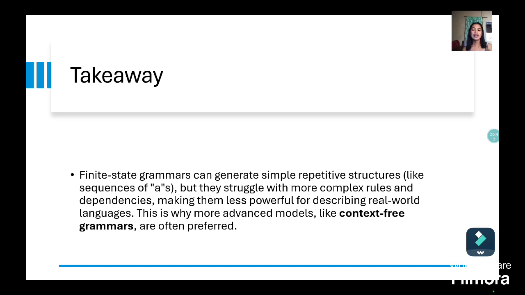So, the takeaway: finite state grammars can generate simple repetitive structures like sequences of A's, but they struggle with more complex rules and dependencies, making them less powerful for describing real-world languages. This is why more advanced models like context-free grammars are often preferred.